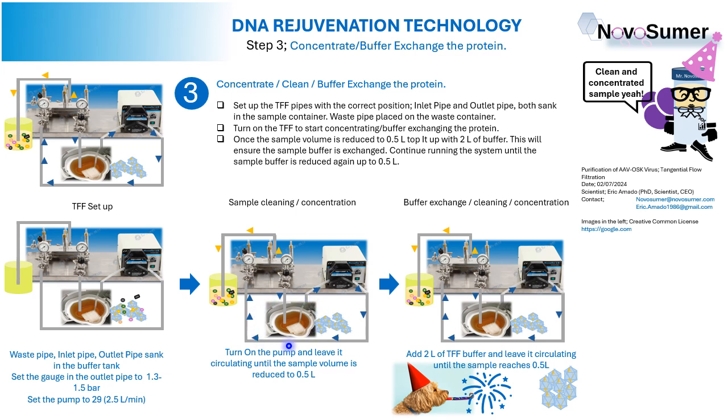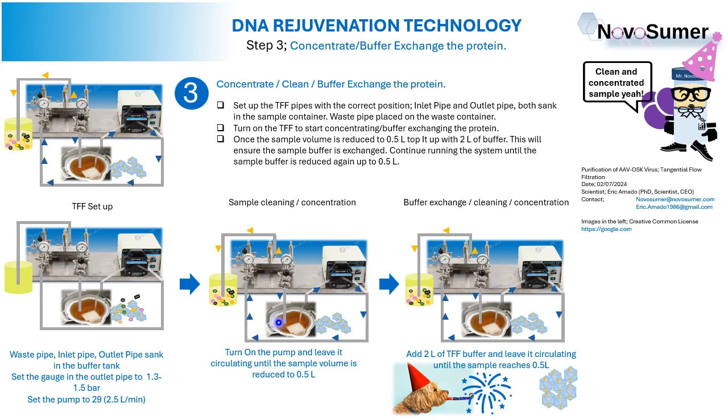So at the end of the process, you will see a small volume. At the beginning it was a big volume, let's say 10 liters, 20 liters, whatever. At the end of the process, you have just 0.5 liters. So a very small volume of protein that is very, very clean. So you will see a container with a small volume and the waste container with a big volume of buffer and contaminants.